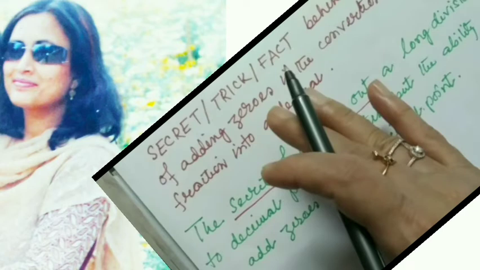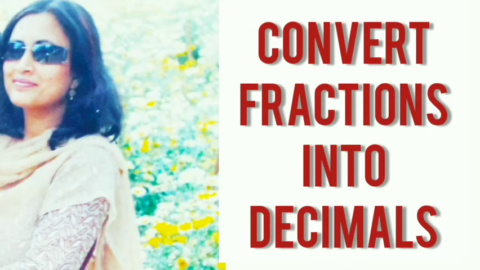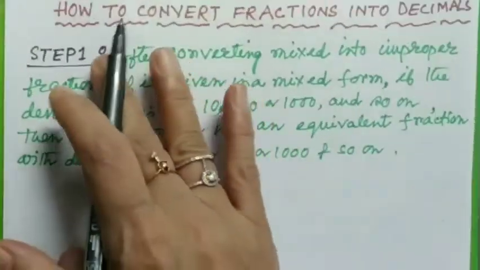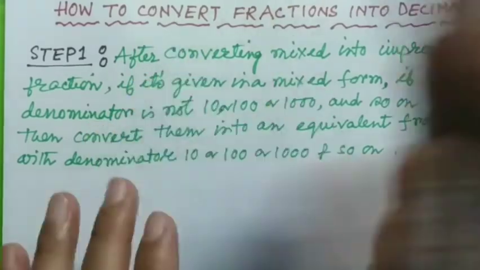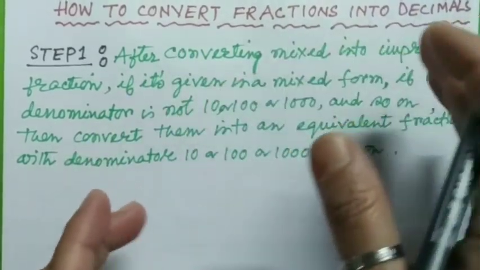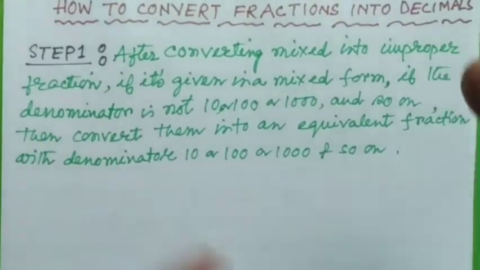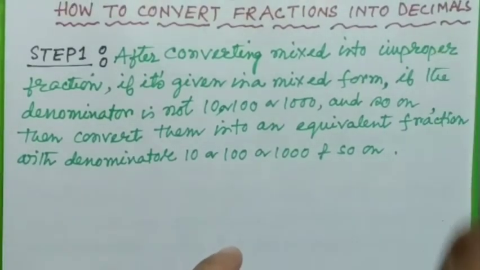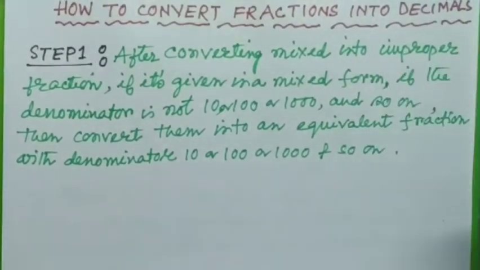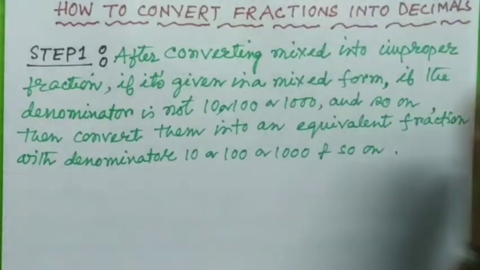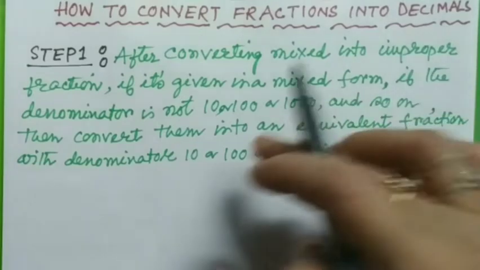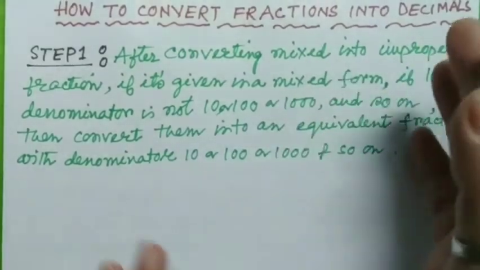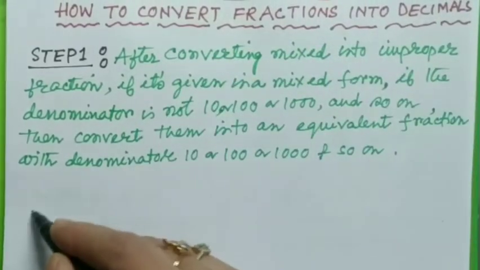And now let's understand method 1 step by step. How to convert fractions into decimals. Step 1. After converting a mixed fraction into an improper fraction, if it's given in mixed form, if the denominator is not like 10 or 100 or 1000 and so on, then convert it into an equivalent fraction with a denominator of 10 or 100 or 1000 and so on. Okay, let me take an example.